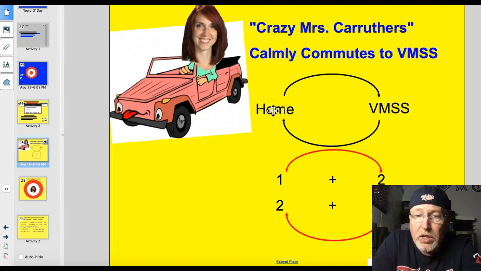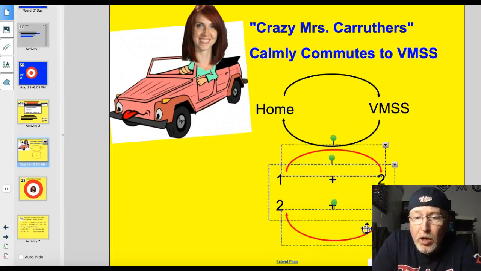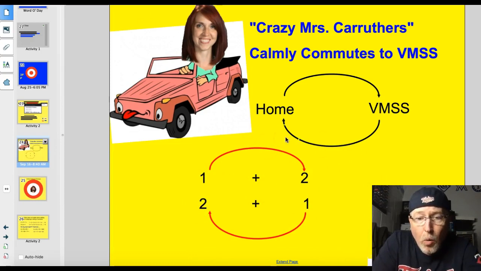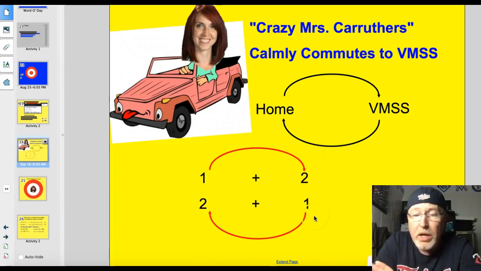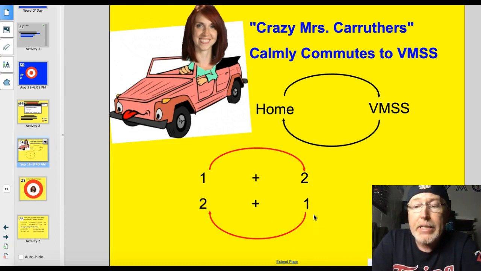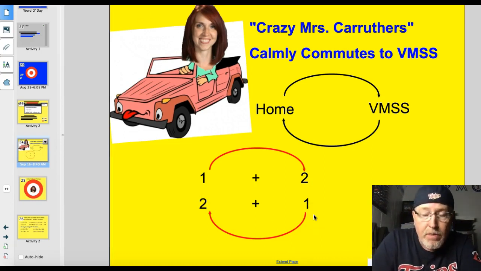Well, think about it. She lives out here in the sticks someplace, and then she drives to Valley Middle School, and then she drives back home. She moves back and forth. Back and forth, just like this problem right here. We can take and move this guy here. We can say 1 plus 2 is the same as 2 plus 1. We can move those numbers around, and it doesn't matter. We can commute the numbers. Commute means to move around.